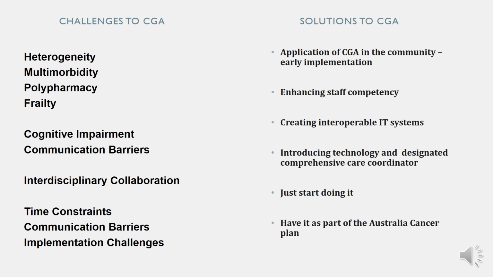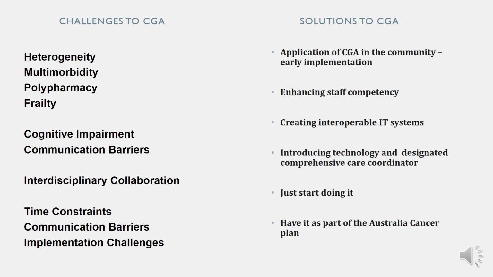What can we do to try and fix it or improve it, really? Well, we want to do an early implementation for all in the community, not just for cancer patients, to have a better geriatric assessment. We want to enhance staff competency, so be more aware of the increased needs and requirements of our elderly population and the risk of frailty and what that can entail.